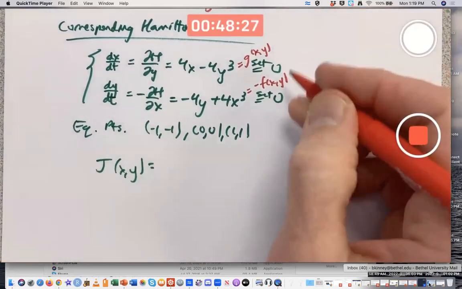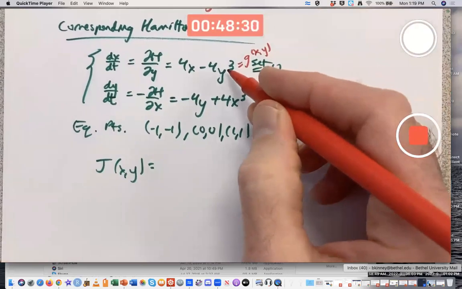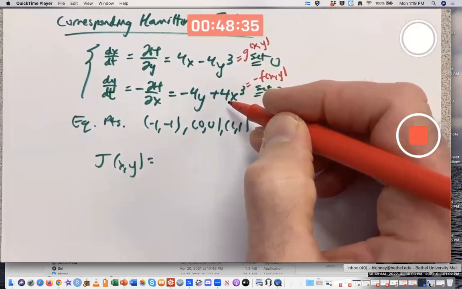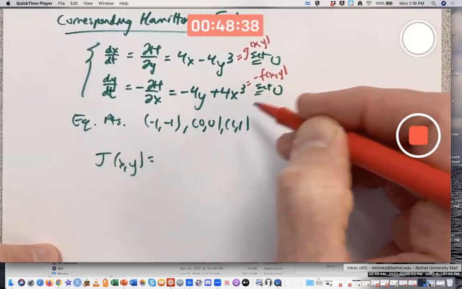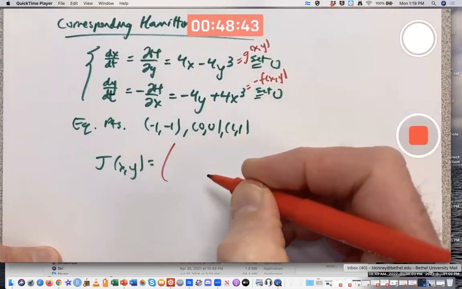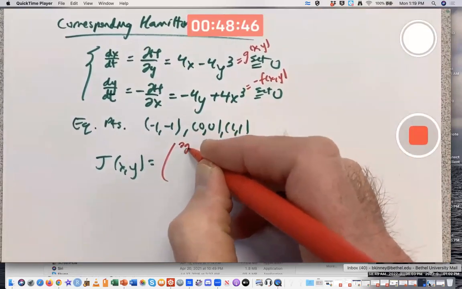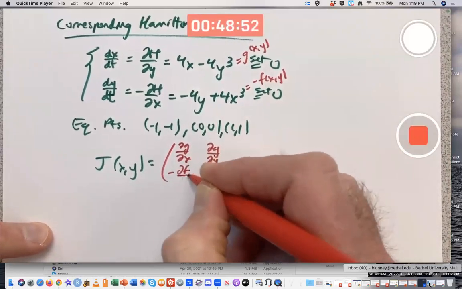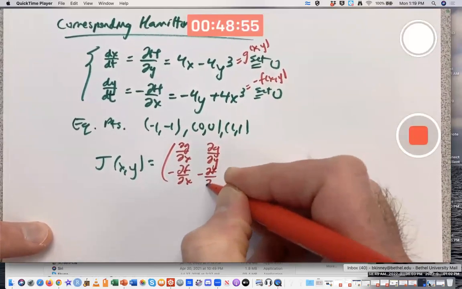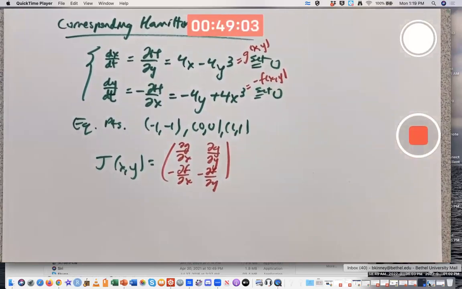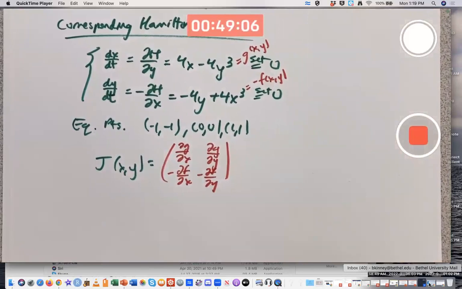I don't usually do this. Usually I just always call that F and always call that G. But just to show you the relationship with the gradient system, I'll call that G and this negative F. Then the Jacobian matrix becomes the partial of G with respect to x here, partial of G with respect to y, negative partial of F with respect to x, and negative partial of F with respect to y. It's just notation, purposely done to relate it to the gradient system. I wouldn't usually do this.